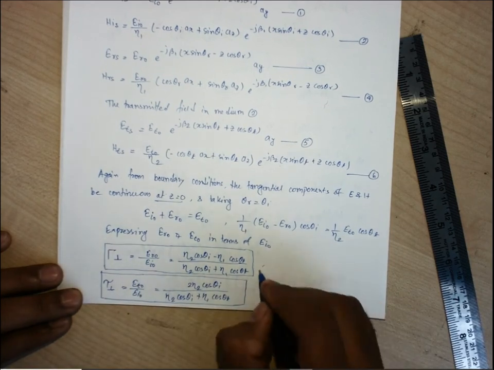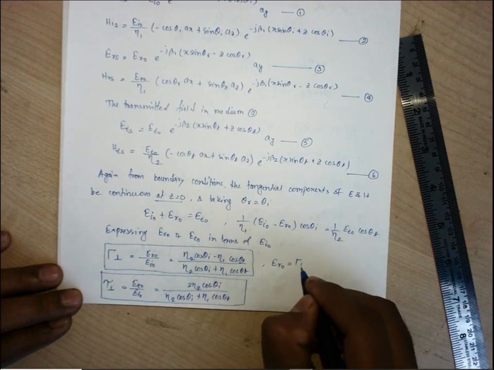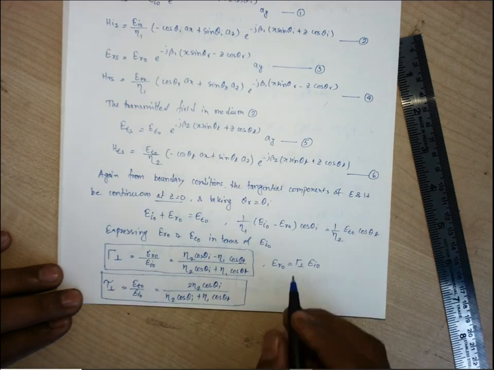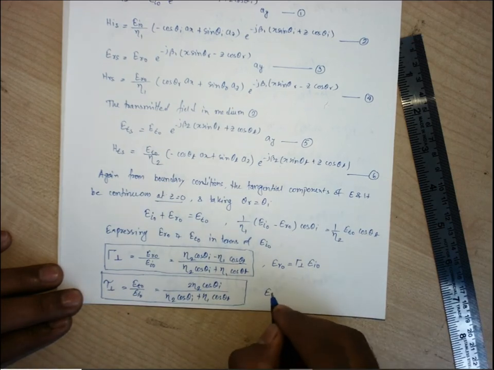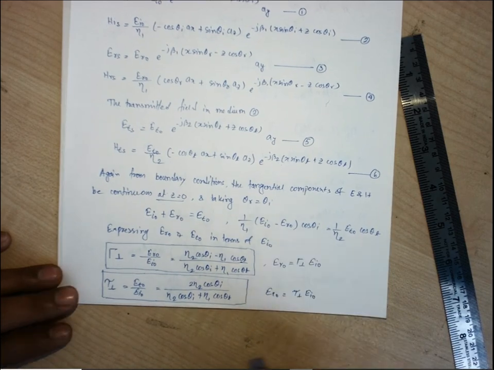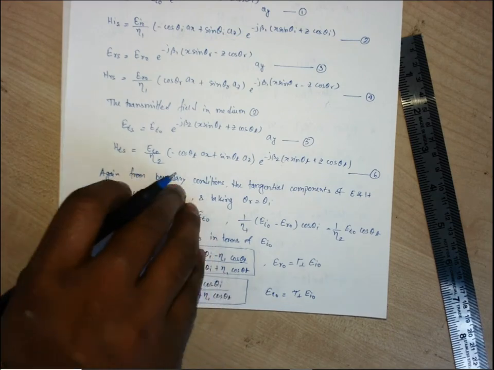Right? So here also, same thing. If the incident field is given, by taking the help of the reflection coefficient for perpendicular polarization, we can find out the reflected electric field. Same for the transmitted. So these are the Fresnel's equations for perpendicular polarization. These are the same as the Fresnel's equations we have seen for the parallel polarization.